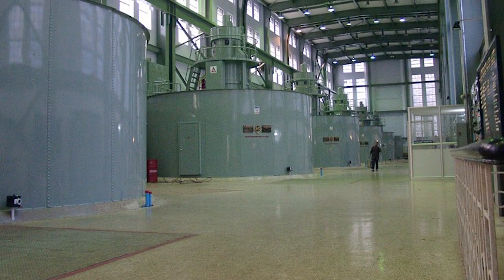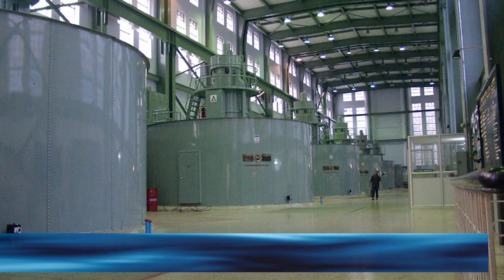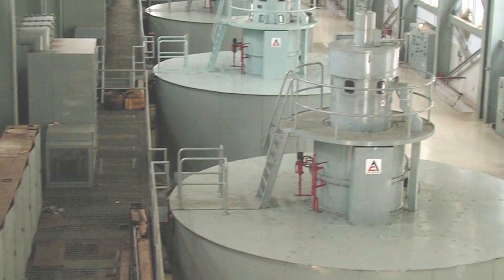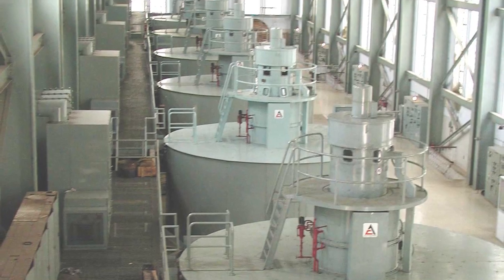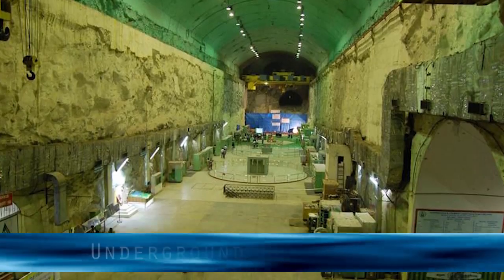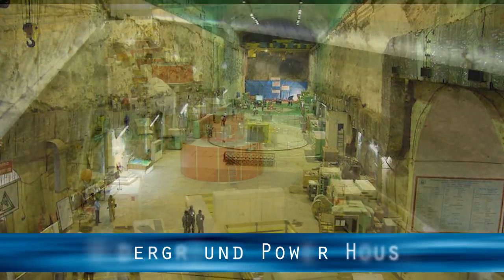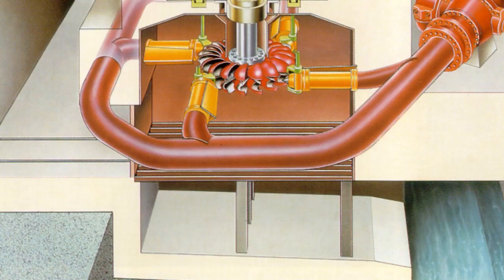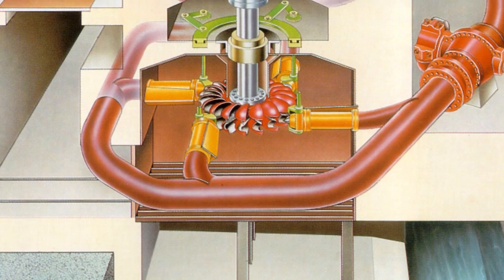There are two categories of powerhouse. Surface powerhouse: all components of the hydropower projects are on the natural excavated ground surface. Underground powerhouse: all major components of the hydropower projects are underground in tunnels and caverns.